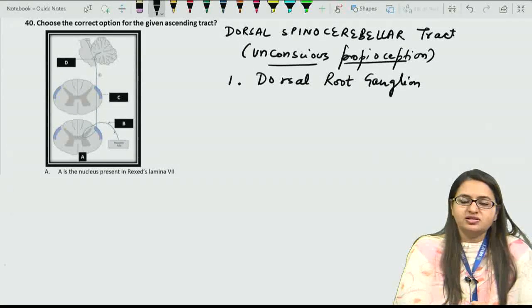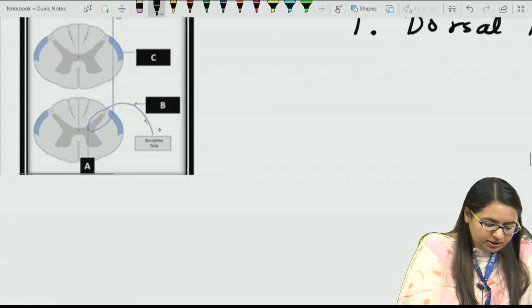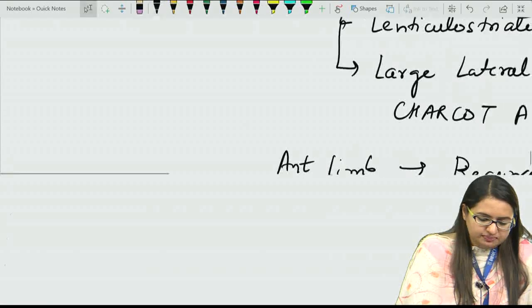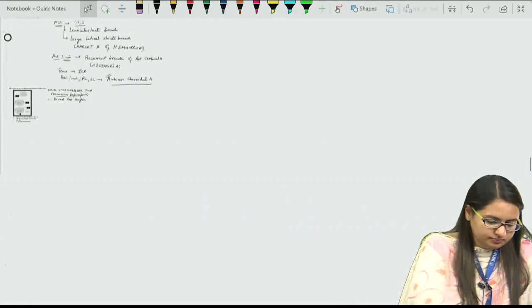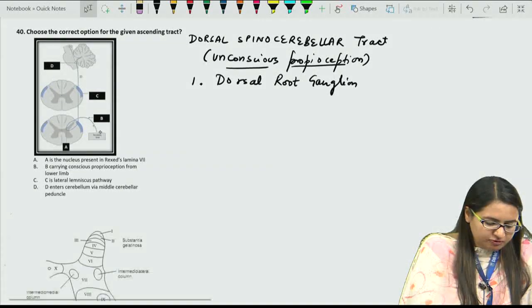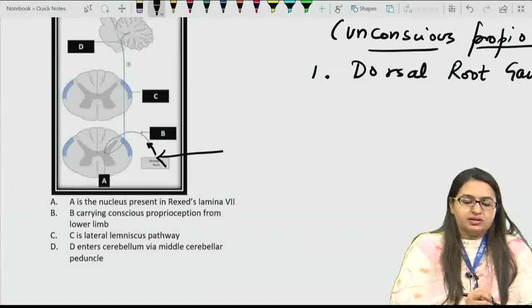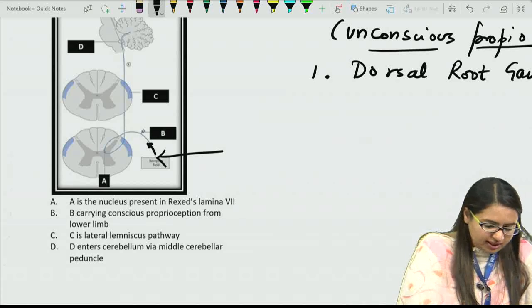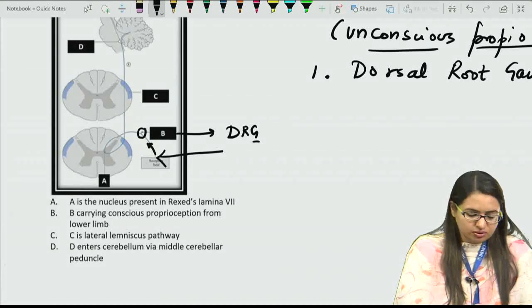And this dorsal root ganglia is present in the dorsal root. If you see the picture here, the fibers are coming from the periphery and going towards the spinal cord. These are the fibers coming from the periphery, and this is the position of the dorsal root ganglion. So the B which is marked here is the dorsal root ganglion present in the dorsal root.